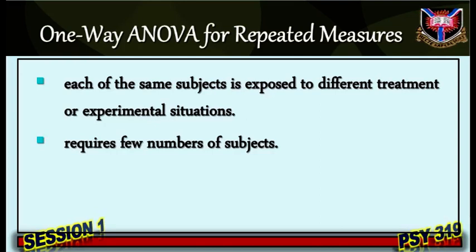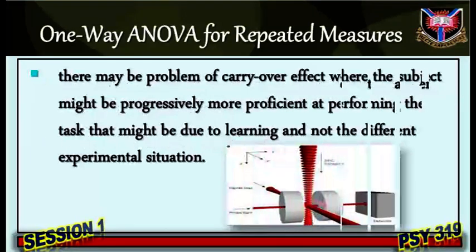One-way ANOVA for repeated measures. In one-way ANOVA for repeated measures, each of the same subjects is exposed to different treatment or experimental situations. This type of one-way ANOVA is advantageous because it requires few subjects. However, there may be a problem of carryover effect, where the subject might be progressively more proficient at performing the tasks, which might be due to learning and not the different experimental situation.